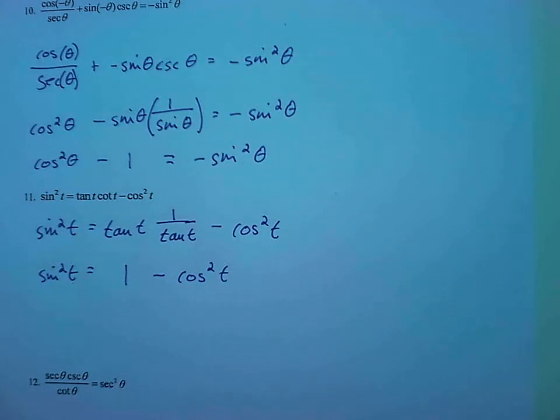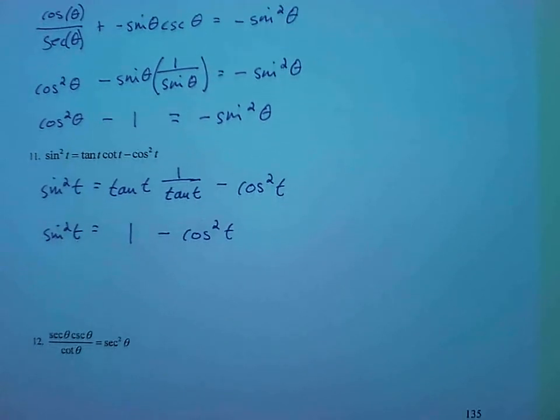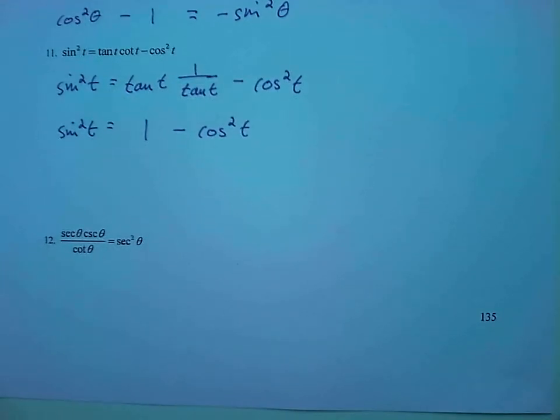And that, again, is a Pythagorean identity. So we verified that the left-hand side is equal to the right-hand side. Let's go on to number 12.